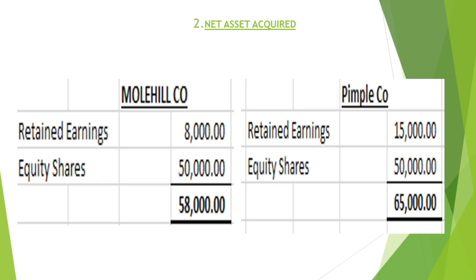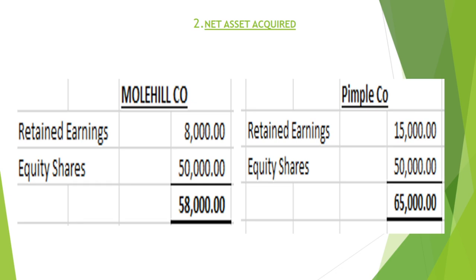which is this. Then in Pimple Company here, you come to notice that when Hope Company acquired shares in Pimple Company, the retained earnings were standing at 15,000 kwacha, and the equity shares also were standing at 50,000 kwacha, hence having this total 65,000 kwacha. These were the net assets acquired.